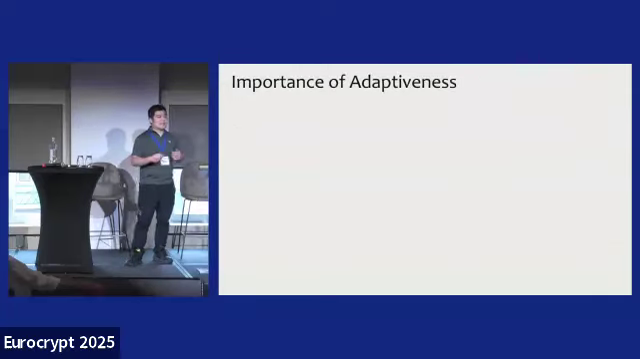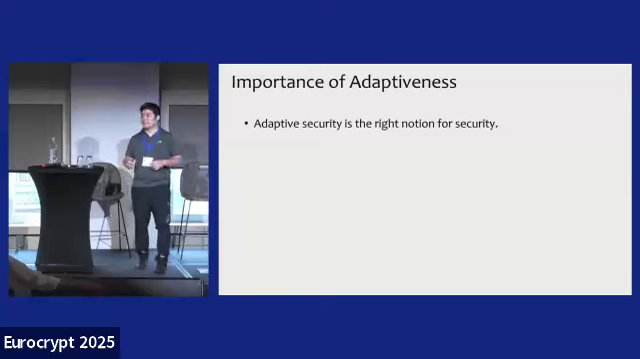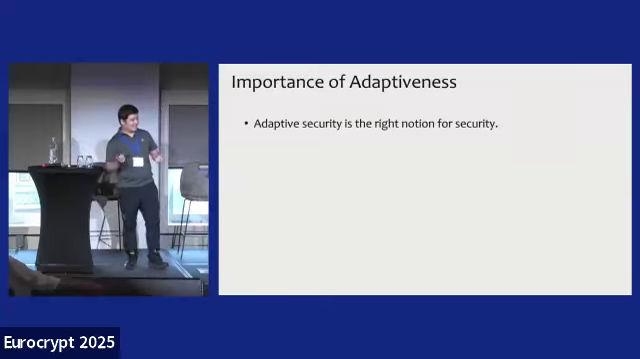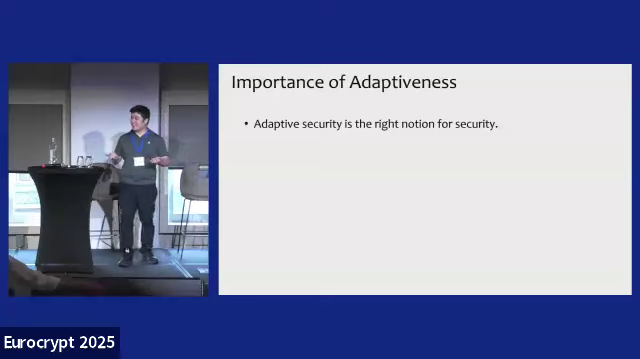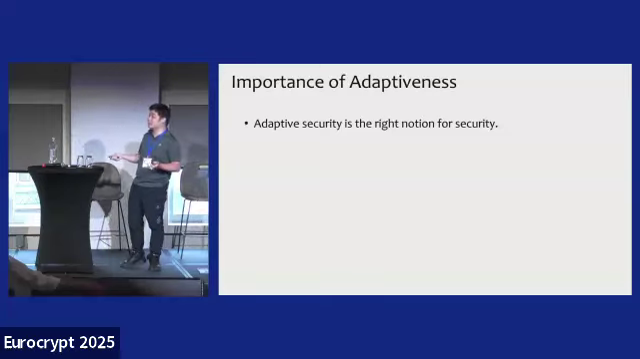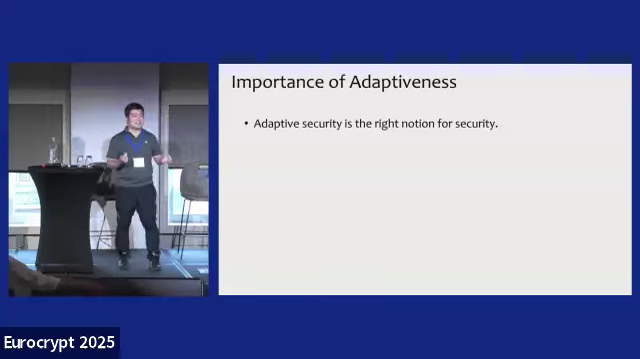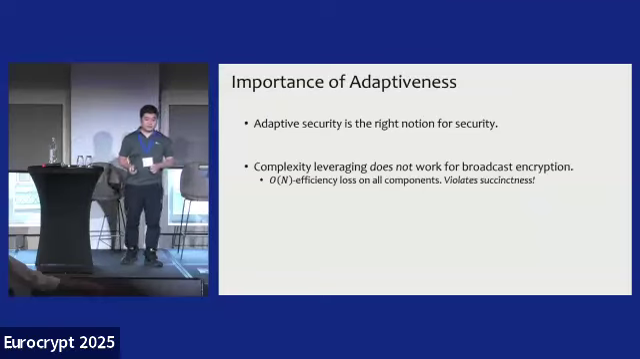So why do we care about adaptive security? Well, first of all, adaptive security is the correct notion. It's not really correct to assume that the adversary will submit its attack strategy before seeing the master public key. Also, in the broadcast domain, we don't really have any generic transformation from selective security to adaptive security. In particular, the common complexity leveraging technique does not work for broadcast, because complexity leveraging will give an exponential blow-up on every parameter in the construction, and that violates the succinctness requirement for broadcast encryption.